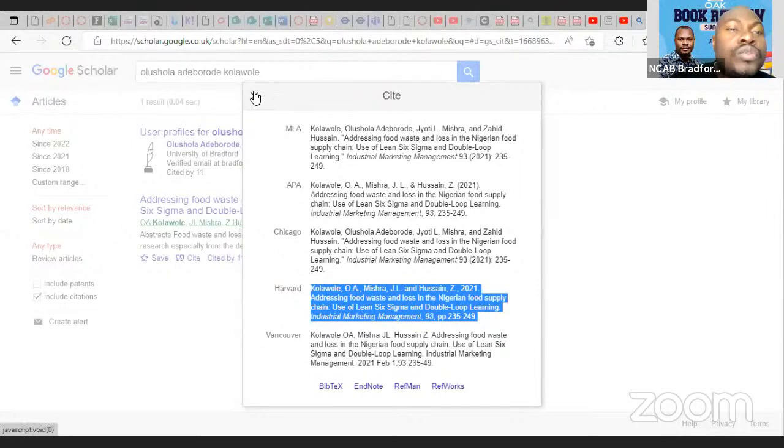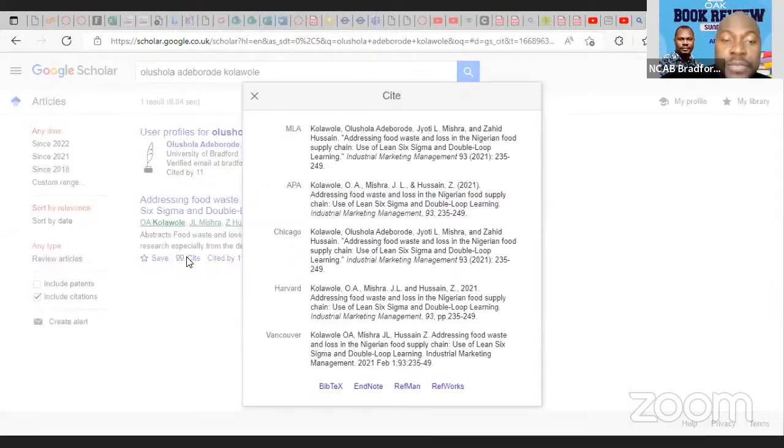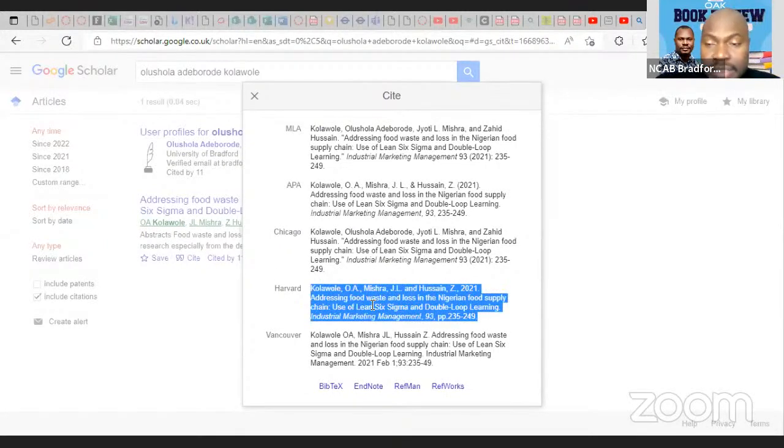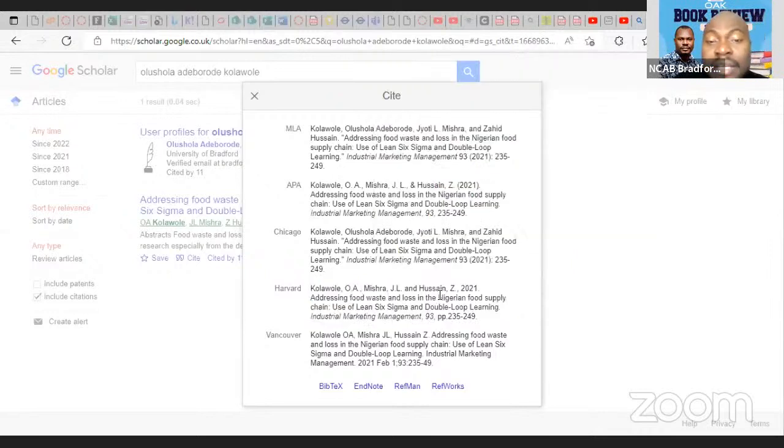So what you need to do is go to Google Scholar. Once you have the topic, type the topic there, go to sites, and you will see it there. Then it will give you options of different styles. You can just click on it, copy it, right click and copy, then go and paste it on your Word document, on your referencing list.